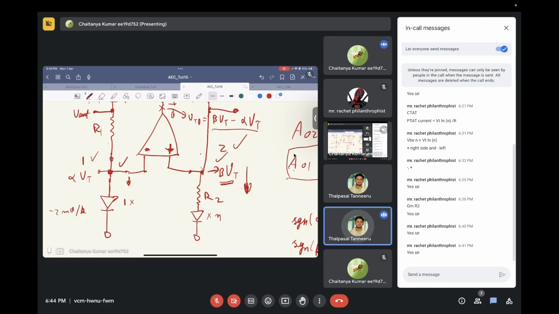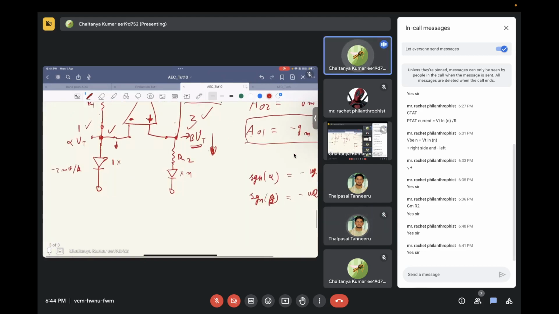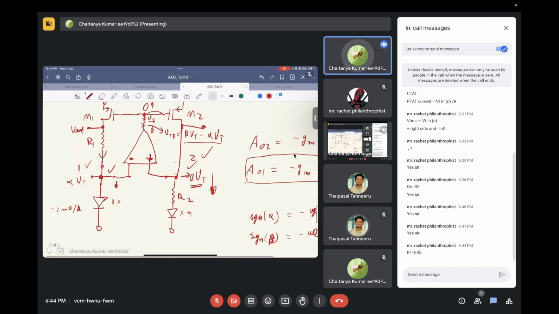Sir, could you please tell me how to calculate R1 and R2 to make sure this bandgap is 2 millivolts? It's straightforward, no? And this has been taught in class. So what is the actual current? Can you help me find out the actual current?